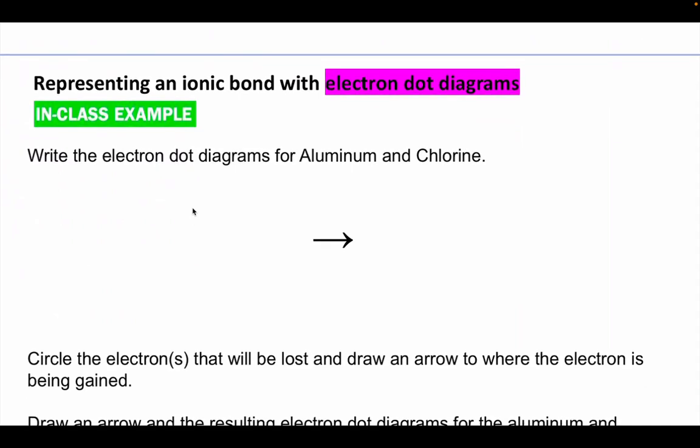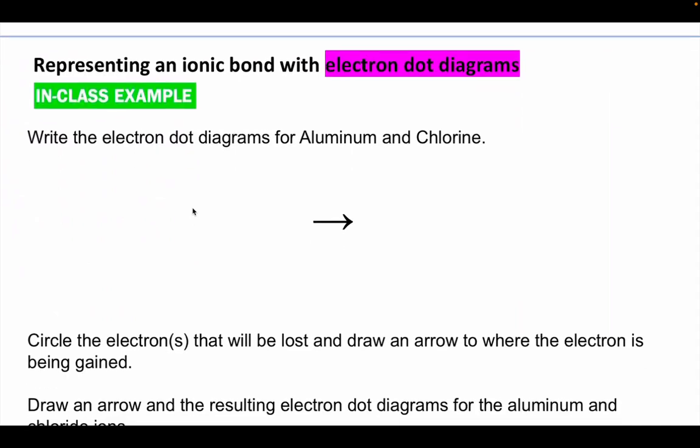Okay, one more way to show an ionic bond is with electron dot diagrams. So if you draw the electron dot diagram for aluminum and for chlorine, you can see hopefully that aluminum is going to lose 3 electrons, chlorine is going to gain 1. So one of these electrons can come over here, but it wants to get rid of the other 2. So I'm going to draw another 2 chlorines.